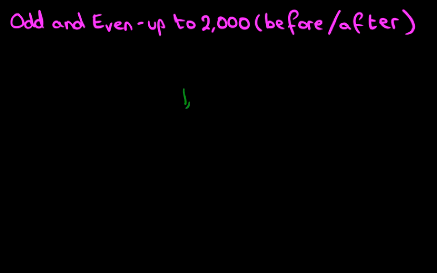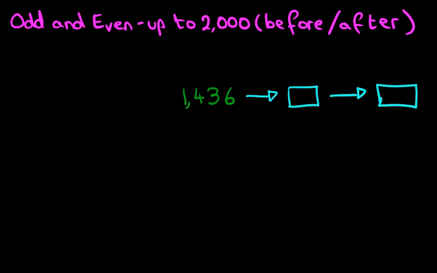Suppose you have this number, 1436. And the question states you have to work out, let me just draw this down first, the next odd number, the odd number after. And then when you've done that, you've got to work out the odd number after that as well.